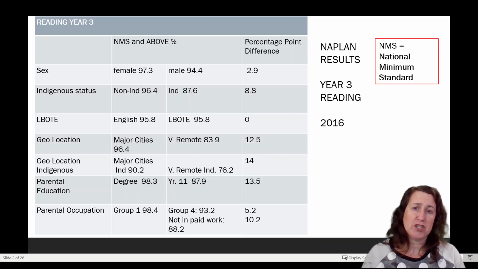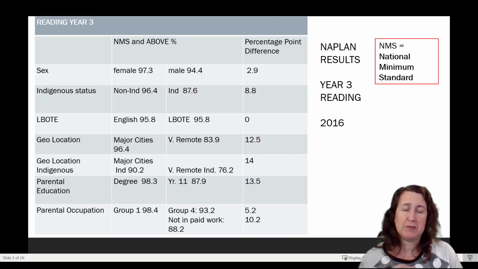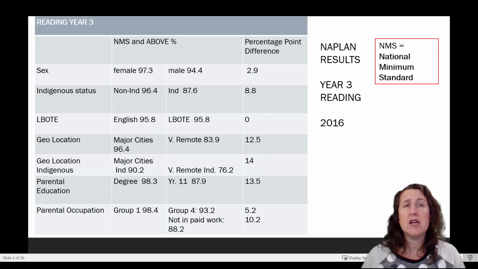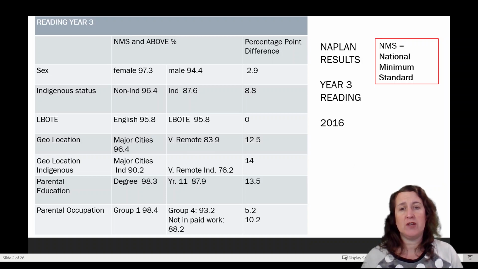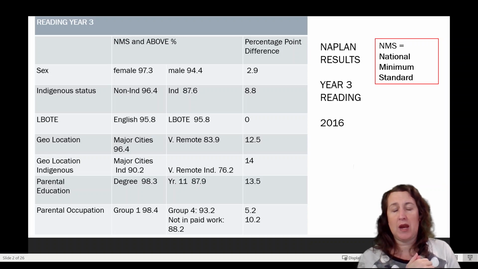Now we look at parental education. So if your parents have a degree, 98.3% of Year 3 students are at or above the national minimum standards. For students whose parents completed Year 11, 87.9% of students there are at the minimum standard or above. So there's a difference of 13.5% in who's achieving the minimum standard. So we can see that parental education has an impact on student success, and the better educated parents are, the more likely their children are to be meeting the minimum standards.